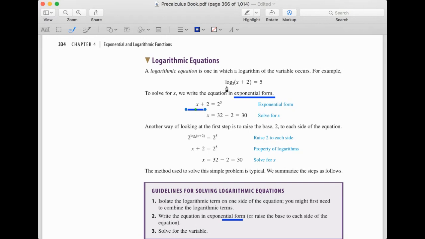Basically, these two equations are very similar. We can write logs as exponential equations. The base in the log stays as the base in the exponential form, and this 5 here is the exponent of 2. So 2 raised to 5 equals x plus 2.